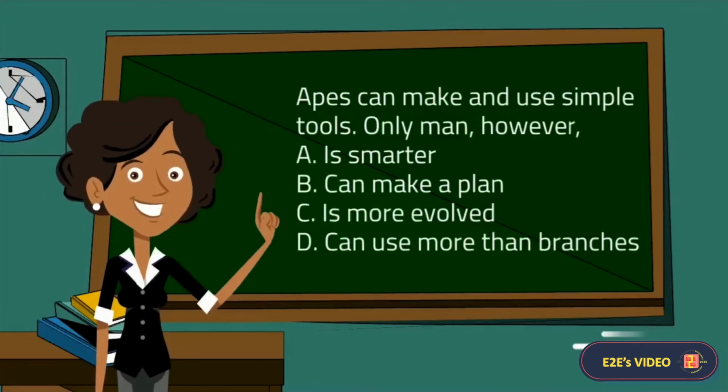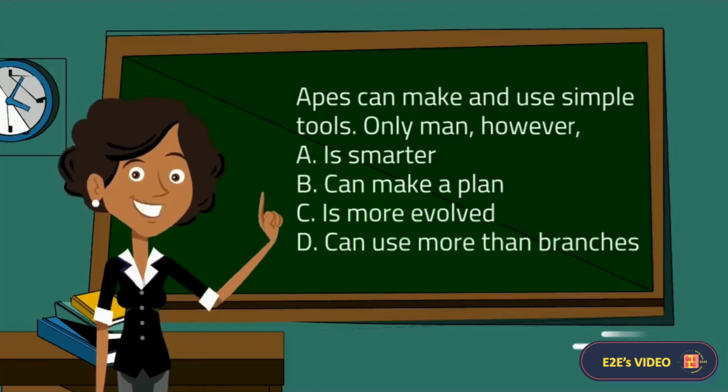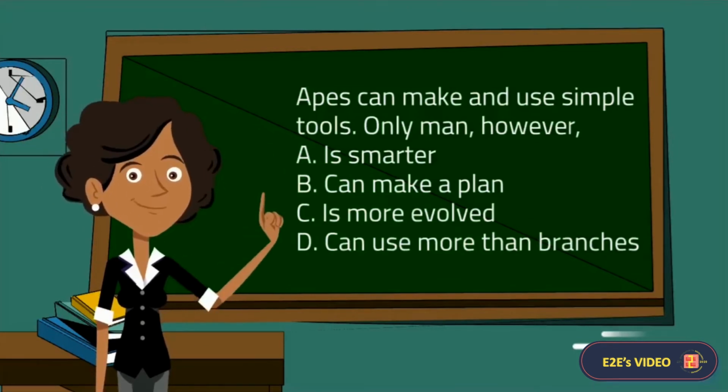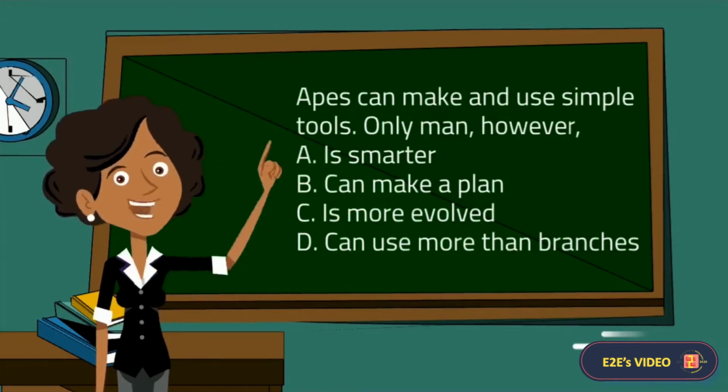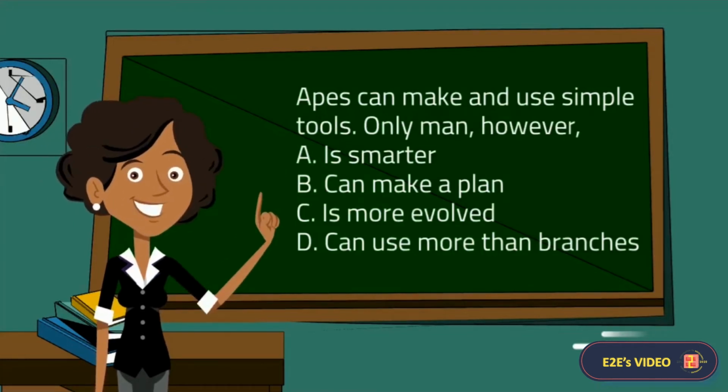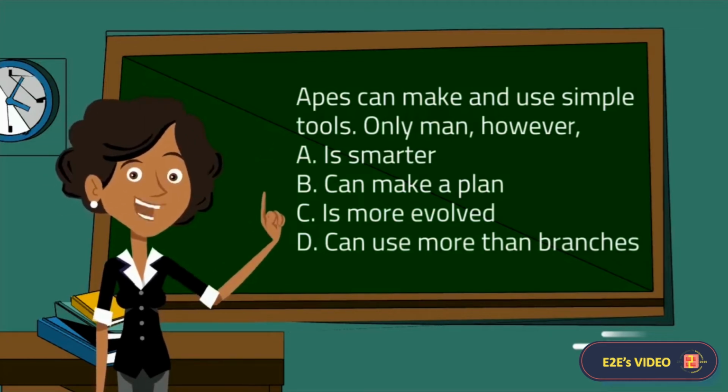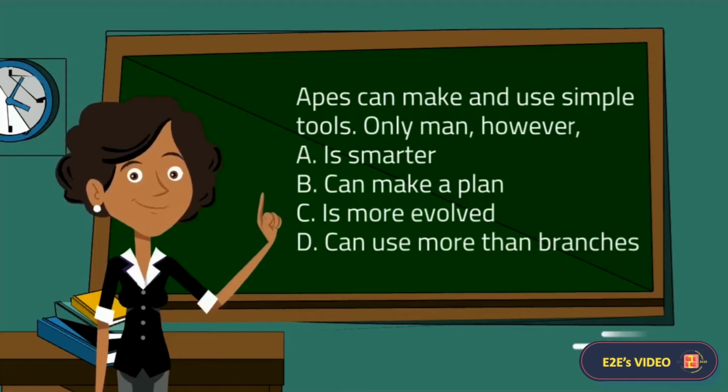Similarly, apes have been known to make tools, for example, by breaking off branches to use as sticks. Man, however, is quite different. In fact, unique among animals because he can make a plan and then make a tool by following that plan.